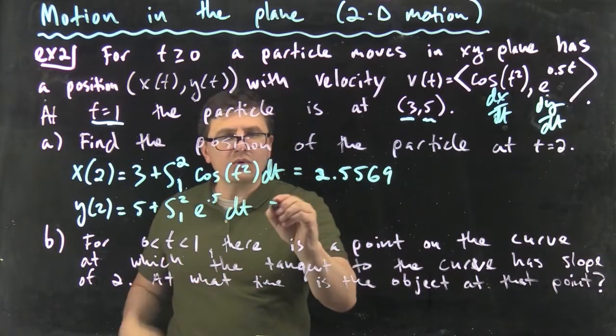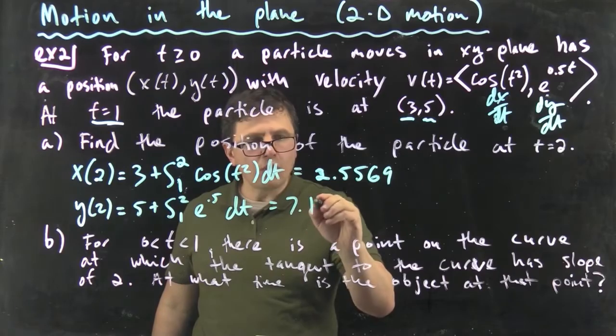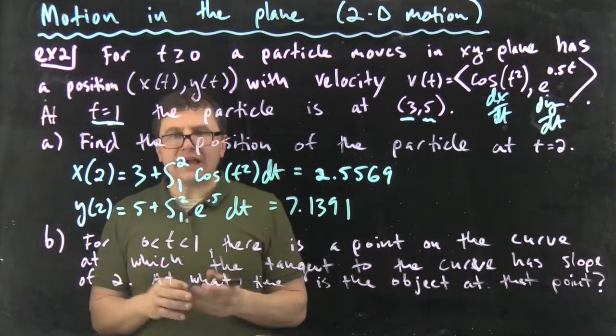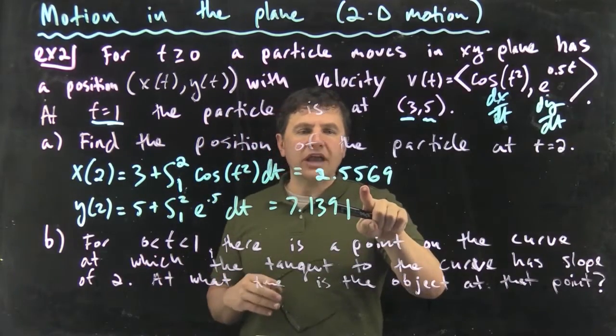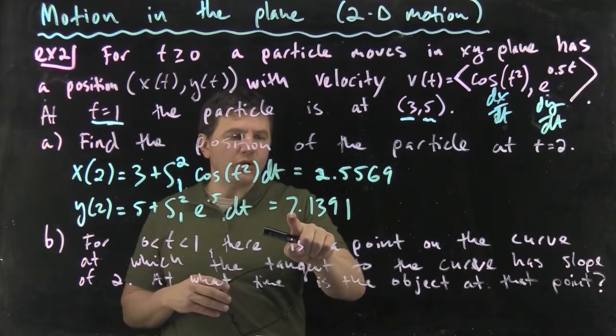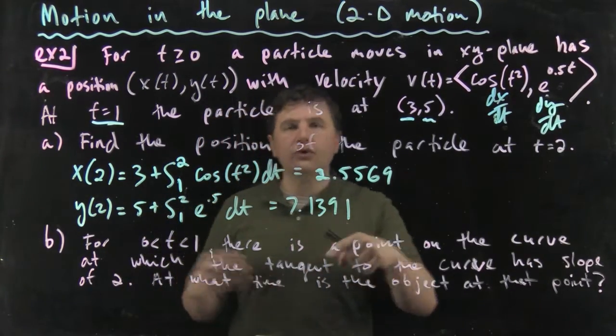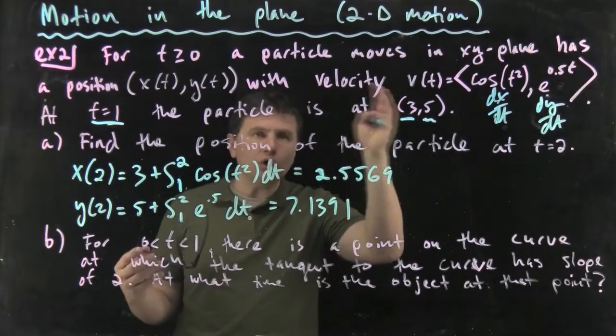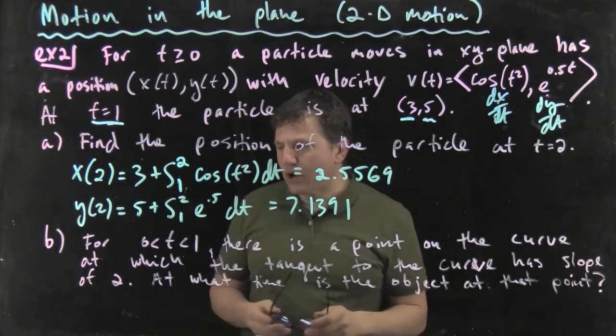And there we go. We get 7.139, and that is 1. So my position at time t equals 2 is an x location of 2.5569, and y position is 7.1391. So if I looked on the graph of this thing, if I actually saw what the particle looked like, which I don't, that's what I would come up with.